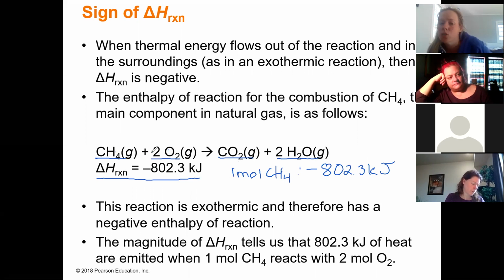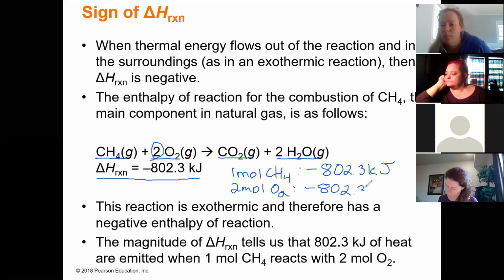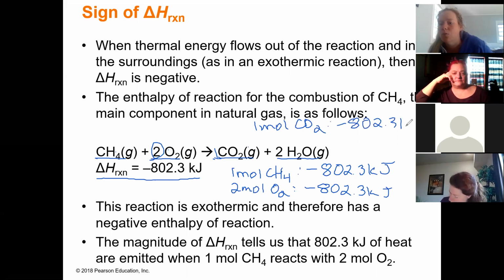Okay, that's the relationship. What about its relationship to oxygen? Well, there's a 2 in front of it. So 2 moles of the oxygen will produce this much energy. Okay, let's just beat a dead horse. What about if we produce 1 mole of CO2? There's a 1 in front. What is the 1 mole of CO2 going to give us energy-wise? Same relationship, okay? Negative 802.3 kilojoules. And then to finish it off, if we have 2 moles of water produced, and that is unique to this equation, it has to be talking about this equation, we will produce this much energy.